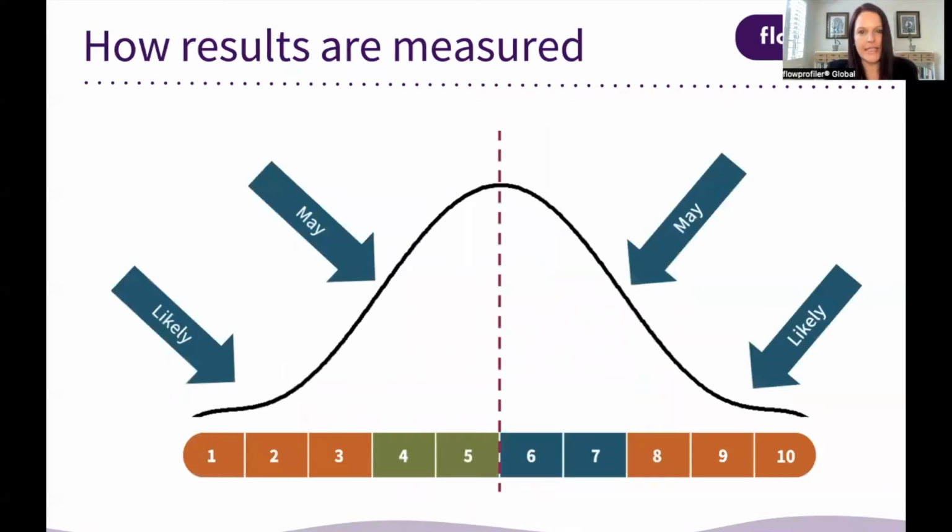A bell curve indicates that the majority of our population will fall towards the center, whereas around 1 to 2% will fall at the extremes of a 1 or a 10. So the closer you are, or the further away even you are from the center of our bell curve, the more likely it is that that behavior will present itself in the workplace.